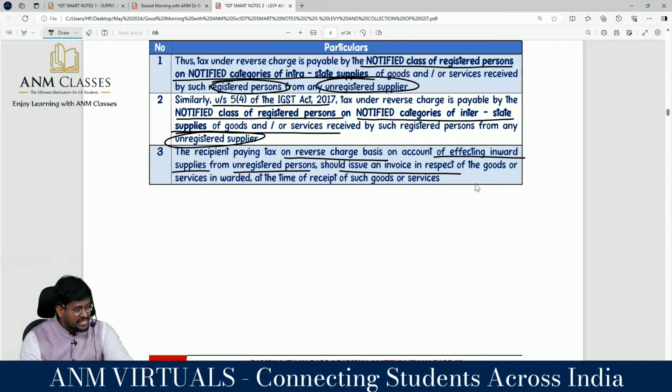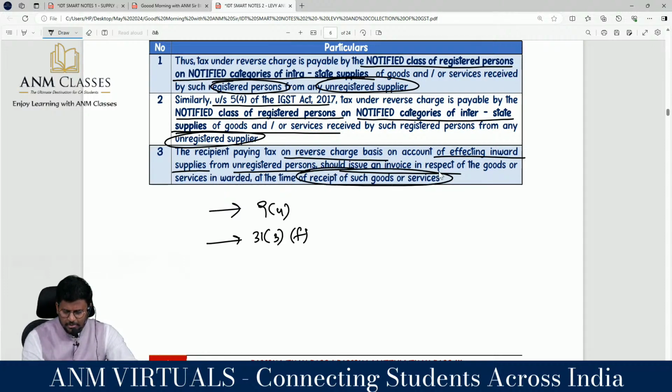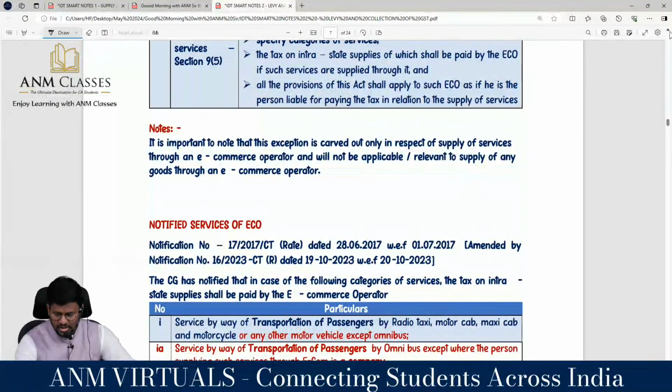If the recipient is a registered person and is getting any notified supply of goods or services, then the recipient is the person liable to pay tax as per section 9(4). And even this registered person is supposed to raise the invoice as per section 31 subsection 3 clause F. As per this clause, he is liable to raise the tax invoice in respect of goods or services at the time of receipt of goods or services or both.